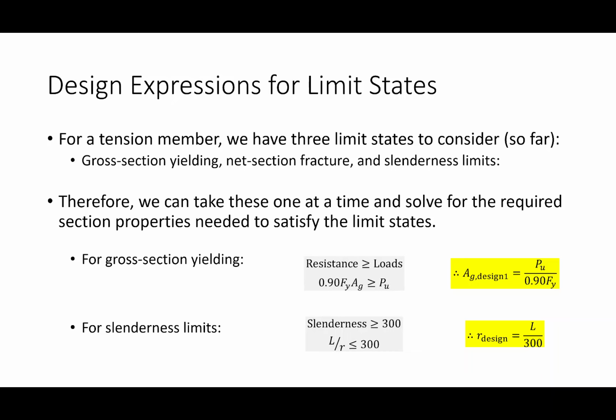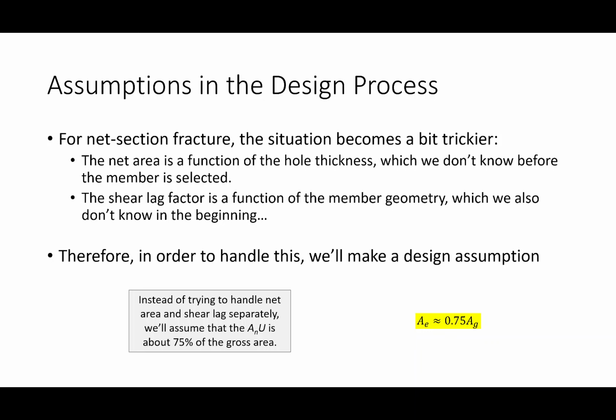Anybody see a problem with net area? How do I deal with net section fracture? Here's the thing: the manual does not list net areas for members. We have to compute the net area. The problem is, with gross section yielding, we can solve for the gross area. With slenderness, we can solve for the radius of gyration. We can't really do that for net section fracture. The net area is a function of the hole thickness, and if you're in design mode, you don't know what the thickness of the plate is. If you don't know the thickness, how do you compute the net area? You can't do it, right?